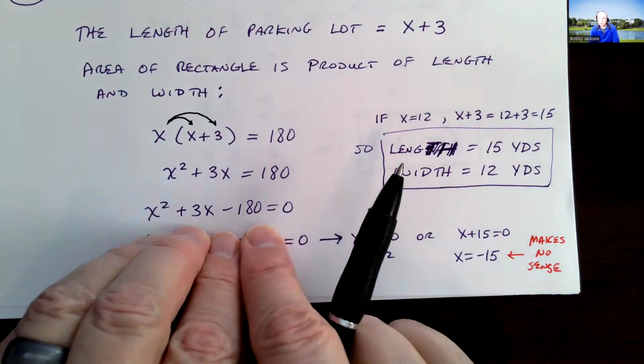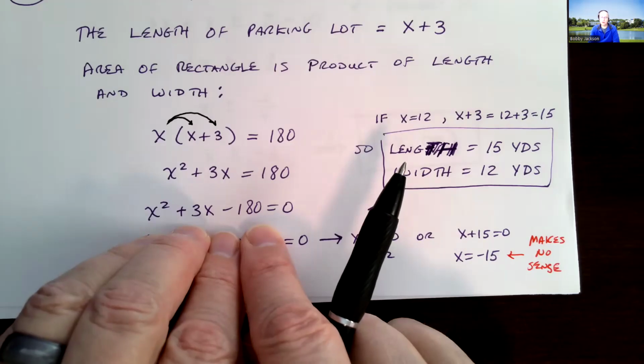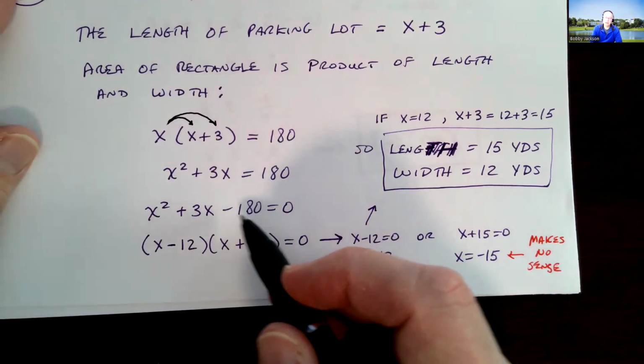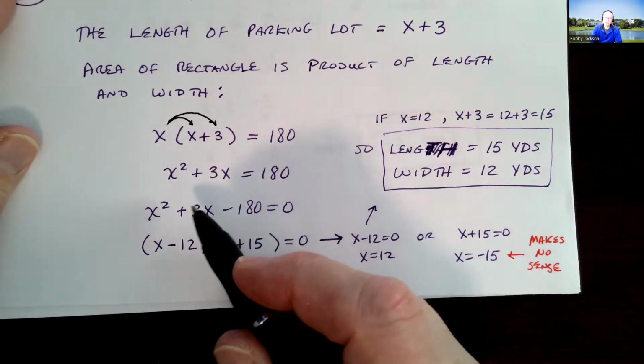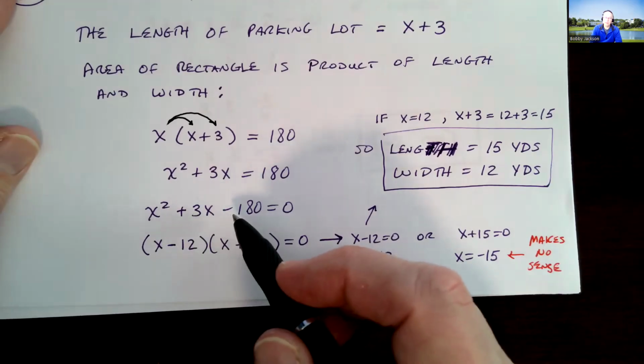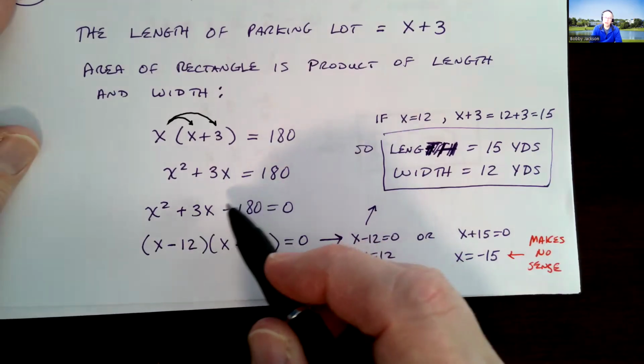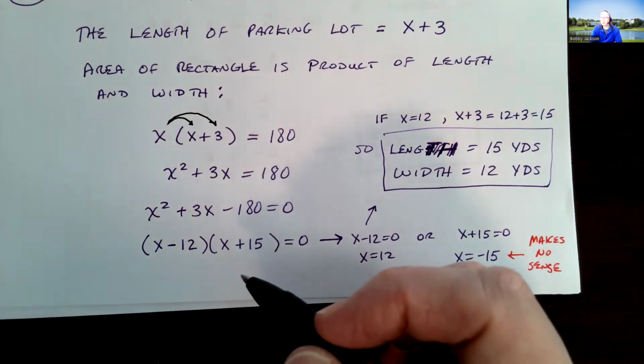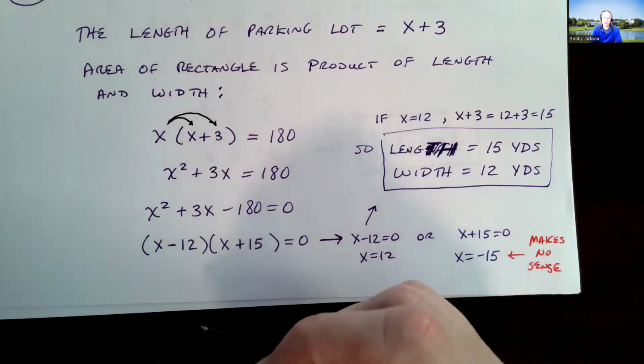You could also use completing the square. You could also use the quadratic formula. In this case, the factoring is pretty easy. I need two numbers whose product is negative 180 that add to positive 3. That means the two numbers have to be opposite signs since their product is negative. And since the sum is positive 3, the positive one is the bigger one in absolute value.